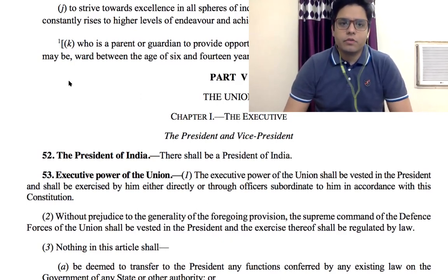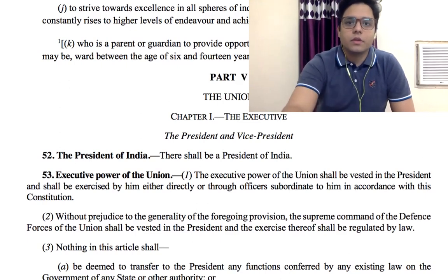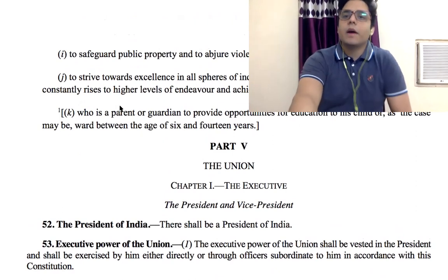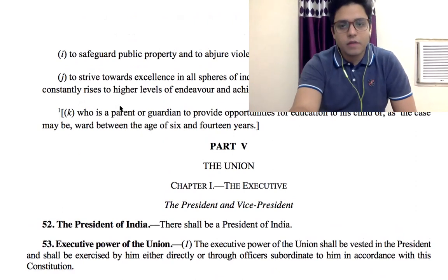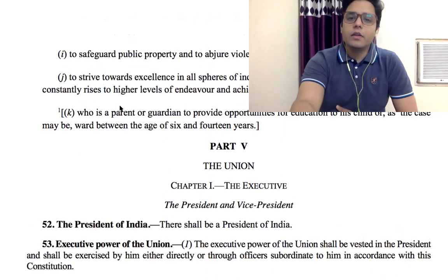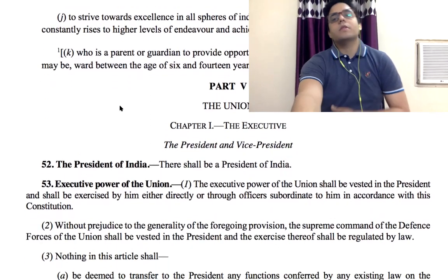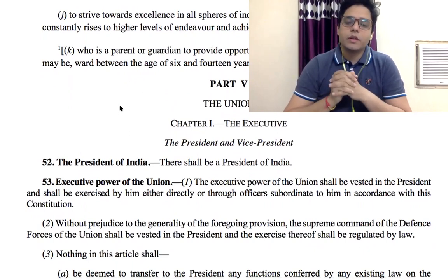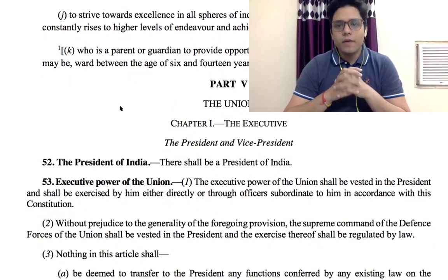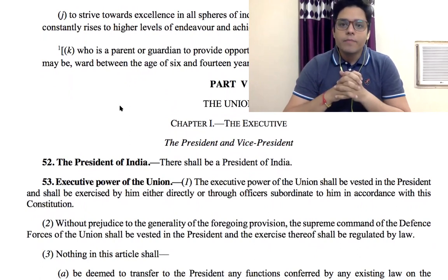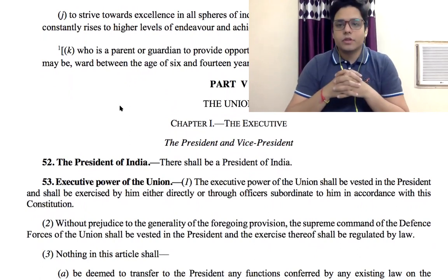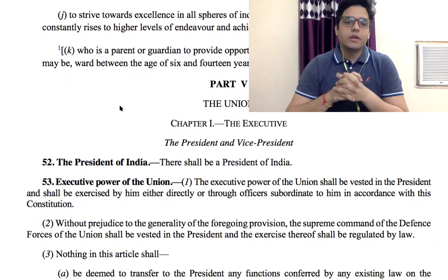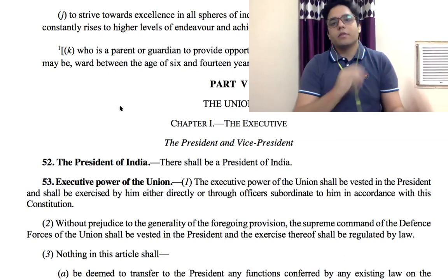Article 52. These articles relating to the President and Vice President fall under Part 5 of our Indian Constitution, and the heading is The Executive. The first thing we need to understand when we discuss the President is that the office of President is a part of the executive wing of our constitutional structure. There are three structures: judiciary, legislature, and executive. So the President falls within the executive.